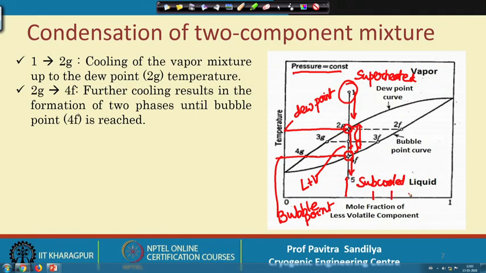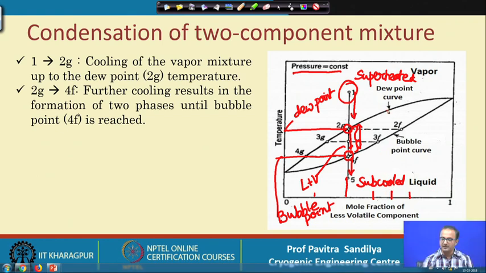Now, if we carry out this experiment for different compositions, I can choose any composition, and I will get a different dew point and bubble point for each composition. This we can show with some straight lines. These straight lines join the dew point and bubble point temperatures for a given composition at a given pressure.